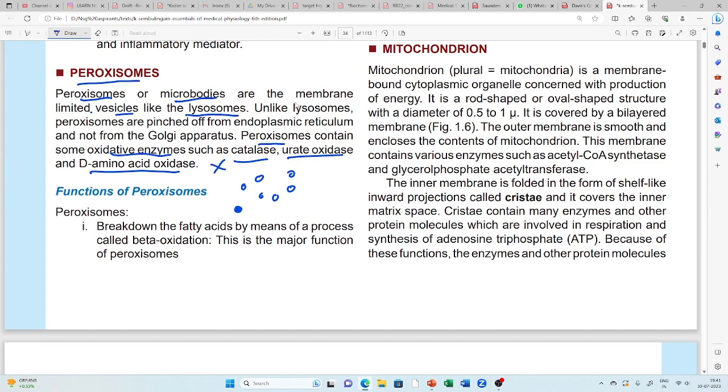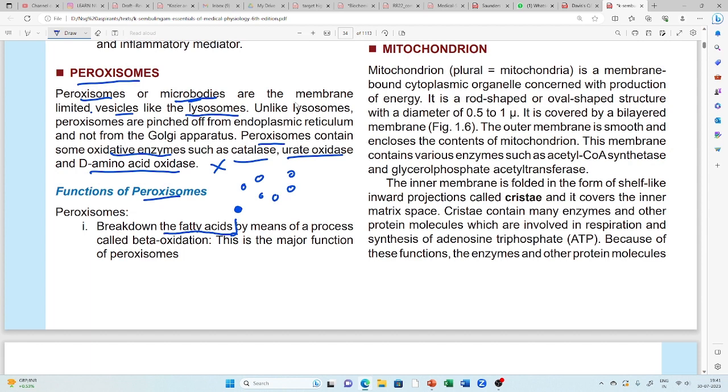Just understand, peroxisomes are one type of cell organelle found inside the cell in the cytoplasm. Otherwise, they are known as microbodies, and they are structurally similar to a lysosome, and have some functions. Okay, what are the functions of peroxisome? Peroxisome is very essential for the breakdown of fatty acids. This is the first function.